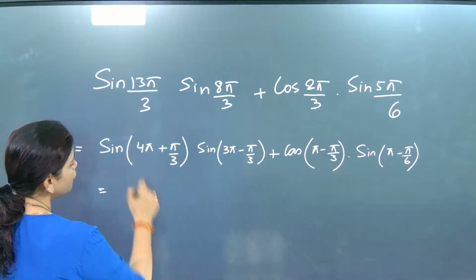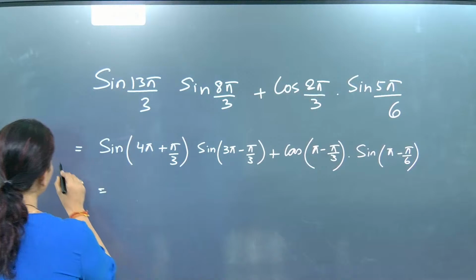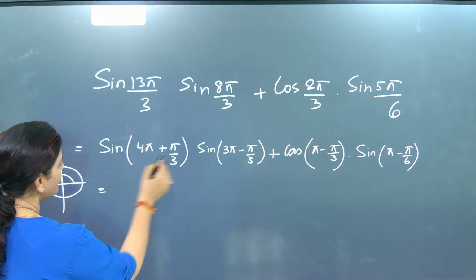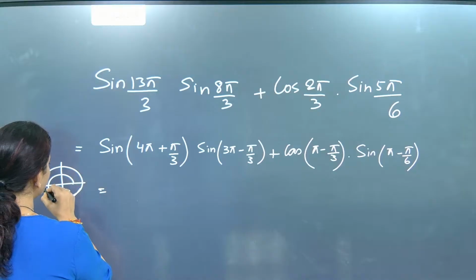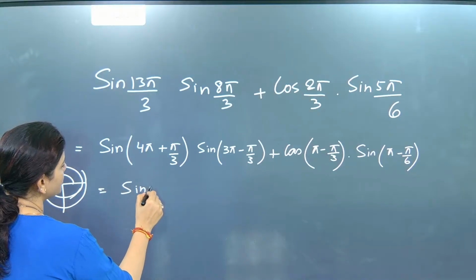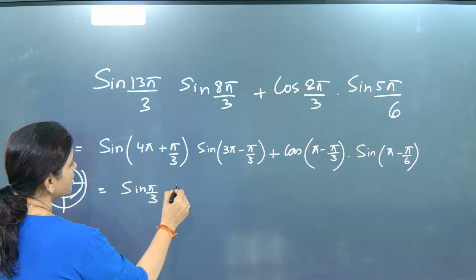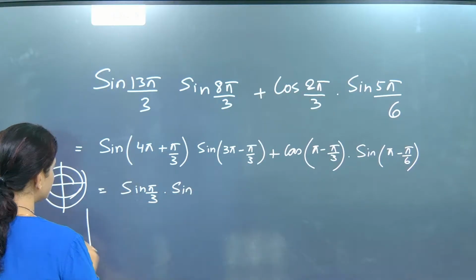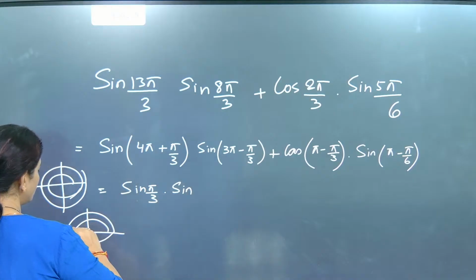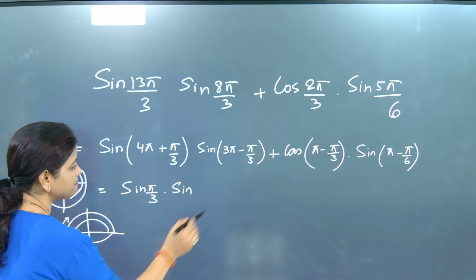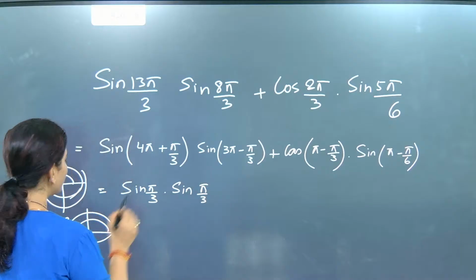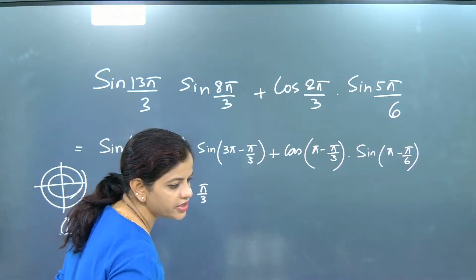Look, 4 pi means 1, 2, 3, 4, four times repetition. Now here 1 rotation, 2 rotation, 3rd rotation, 4th rotation. Again you are going to the first quadrant. First quadrant it will become, beta, sine pi by 3 into 3 pi. 3 pi means 1, 2, 3. Minus means come return back to the same one. So it is coming as pi by 3.